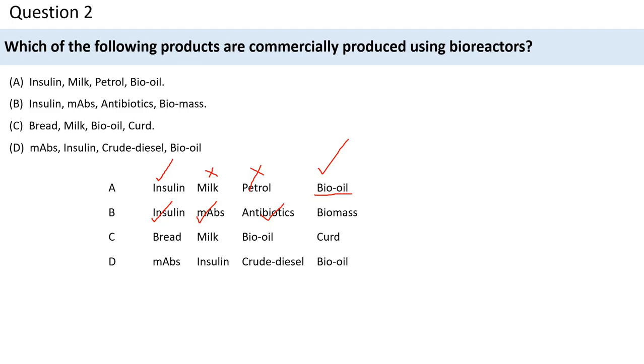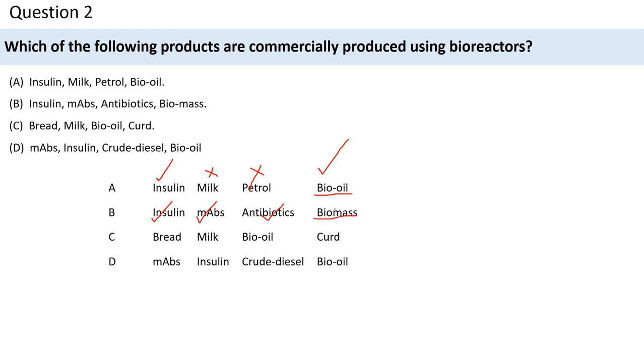This can either prevent further replication, or else it will just put the replication at a halt. That is bacteriostatic, whereas bactericidal is in such a way that it will completely kill the cell. Cidal is cell, kill. So antibiotics can be of two types, either bactericidal or bacteriostatic.